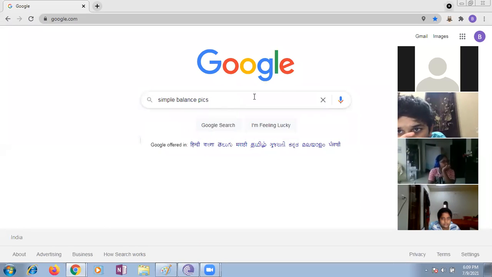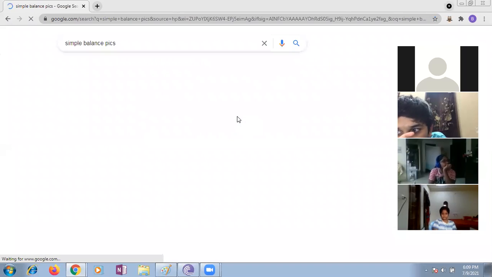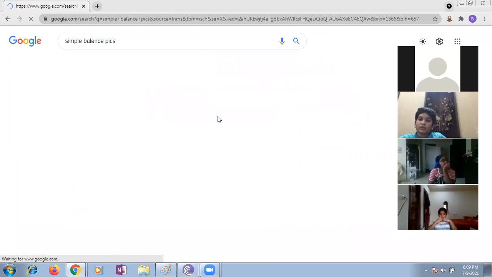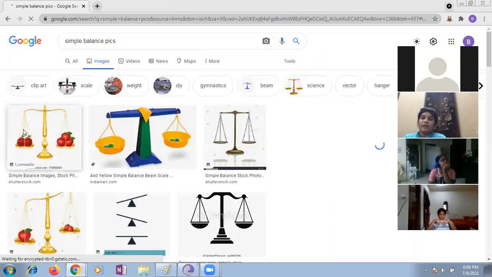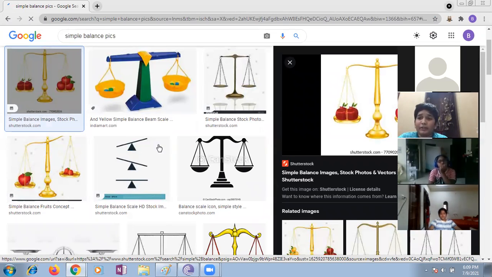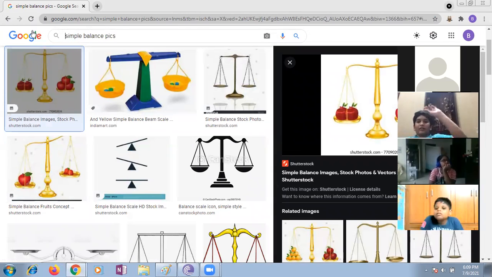Very good. Yes, children, why are we using this? Why are we using a simple balance? So that we can know the weight, ma'am, to take the weight of vegetables and fruits mainly. To know which is more weighted, ma'am, and to balance two objects. Very good.